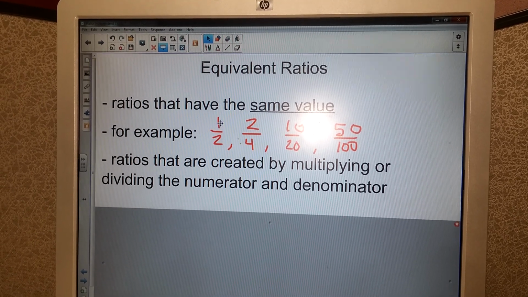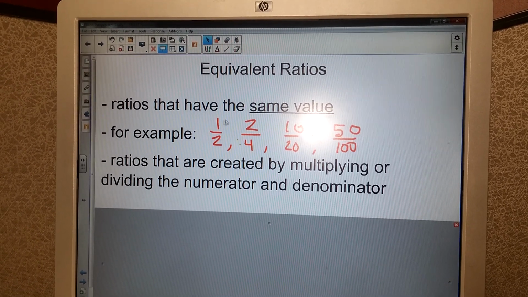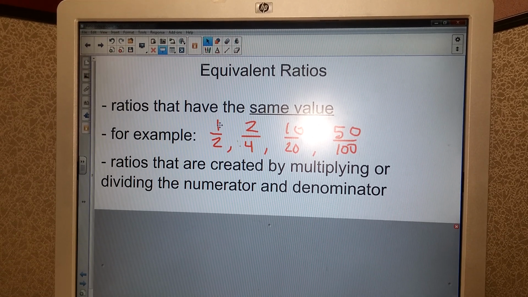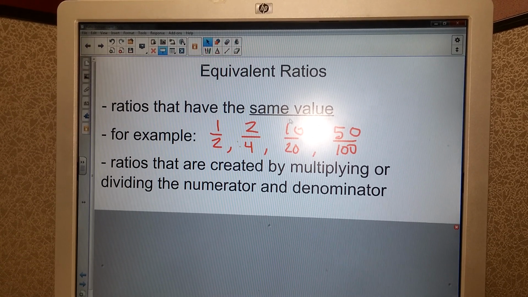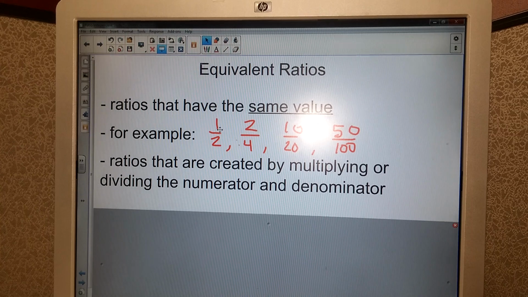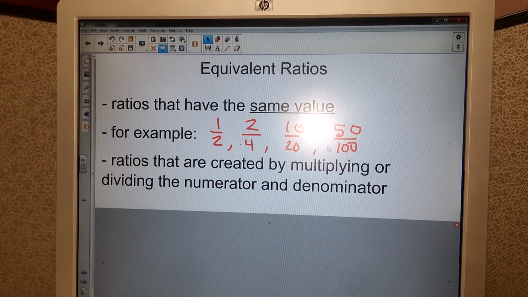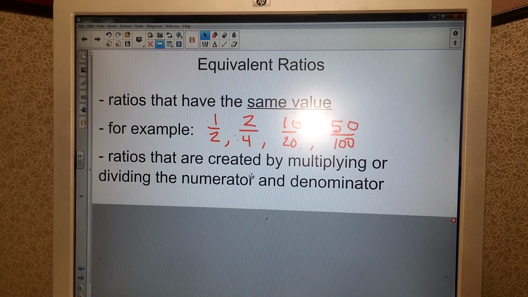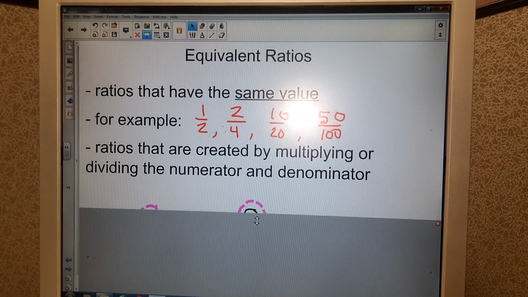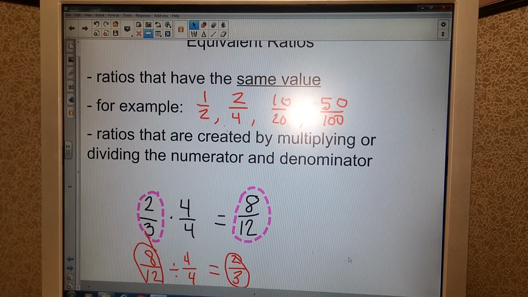For example, to get from 1/2 to 2/4, you multiply by 2 and 2. To go from 1/2 to 10/20, you multiply by 10 over 10. To go to 50 over 100, 1 times 50 is 50, 2 times 50 is 100. And these ratios are created by multiplying or dividing the denominator and numerator by the same amount.